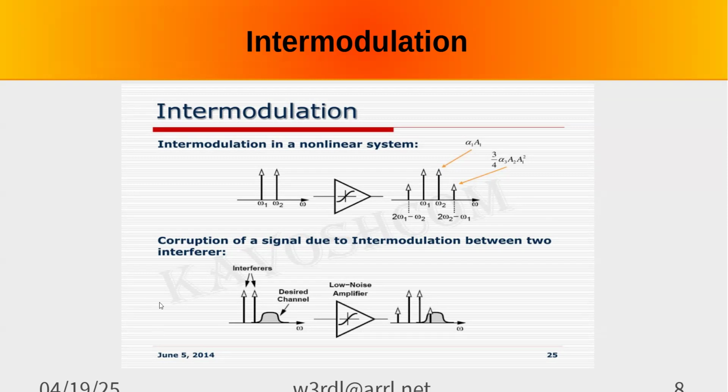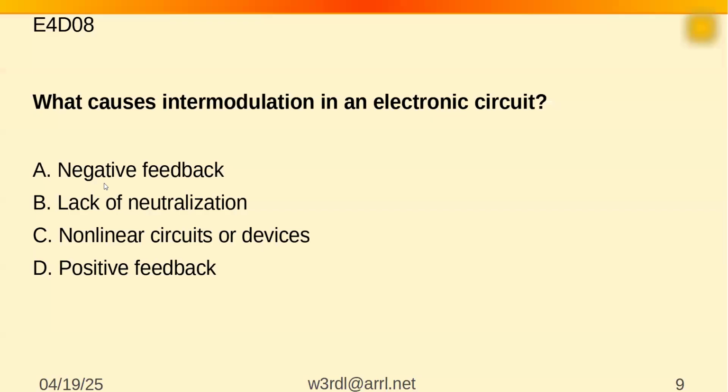In the bottom one, we've got two interfering signals, and what our passband or channel is that we care about. So if those are coming through that same nonlinear amplifier, you can see that one of those mixing products can wind up in our passband that we don't really want. So what causes intermodulation in an electronic circuit?